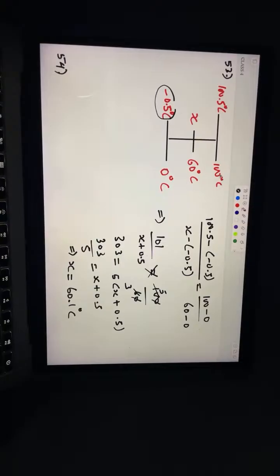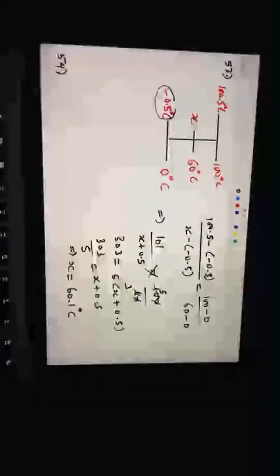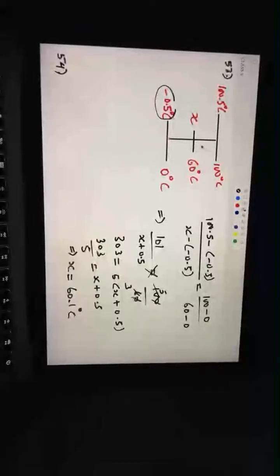In a normal thermometer, the upper fixed point should be 100 degrees Celsius, while the lower fixed point should be 0 degrees Celsius. Now, setting up this table, this is what you always do. Upper fixed point will be at the top, lower fixed point will be at the bottom. Now they want us to find the reading when the normal reading of the temperature is 60 degrees Celsius. Whatever that thermometer will read, let me call it X.